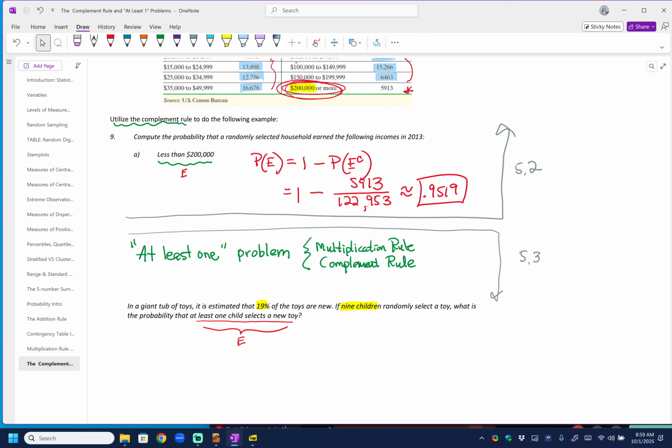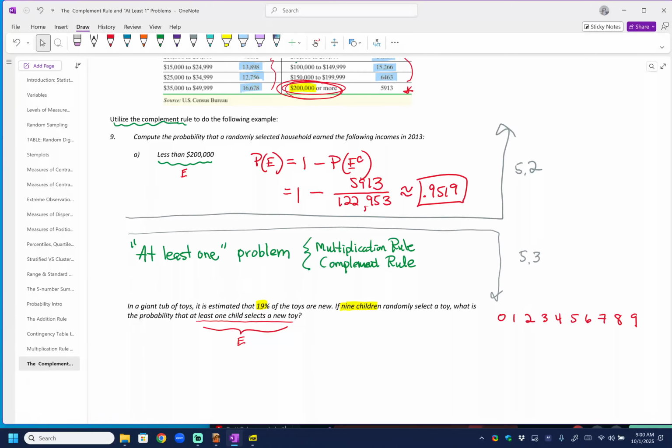So let's say you had 9 children, and they're each going into the giant tub to select a toy, then what are the options for how many could actually get a new toy? Well, those options are as follows. Nobody could get a new toy, one of them could, two of them could, and we can keep on going all the way up until how many children there are, which is 9. Which means all of the numbers that I just wrote here are all the possible scenarios for number of children that get a new toy.